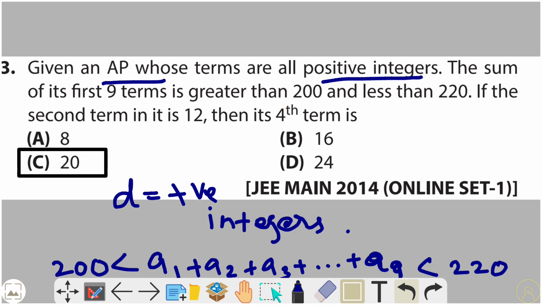So given an AP whose terms are all positive integers, the sum of first 9 terms is greater than 200 and less than 220, the second term in it is 12, then its fourth term will be dash. So the fourth term is 20.